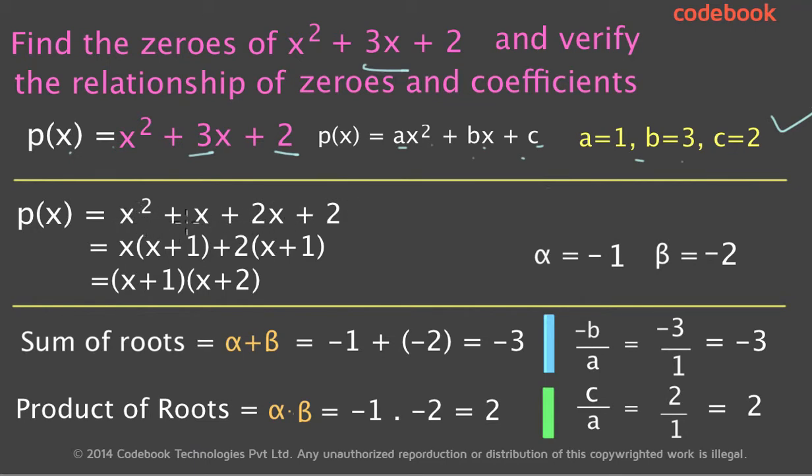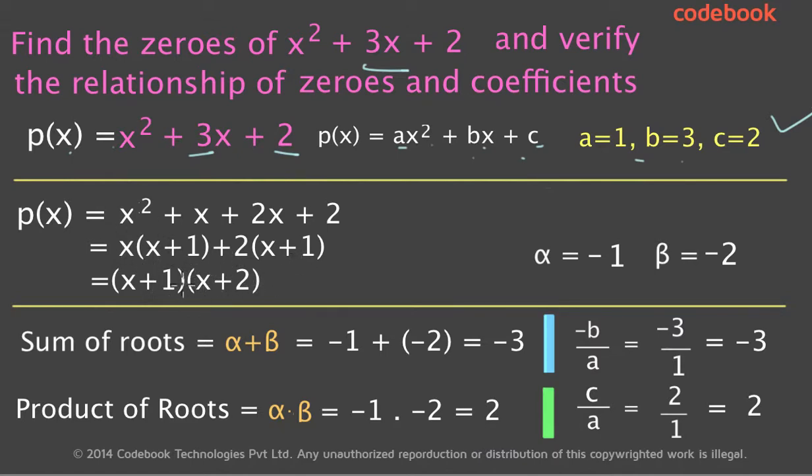Let's take x common in the first two terms and you will have x times x plus 1, plus let's take 2 common in the next two terms and you will have 2 times x plus 1. Taking x plus 1 common, you will have x plus 1 times x plus 2.